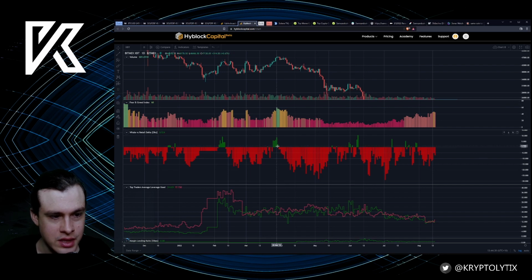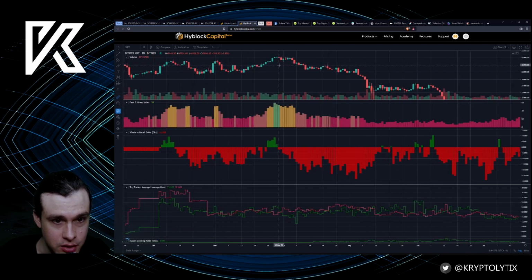And then the whale versus retail delta dropped down into the red. That probably was a good sign to start either taking profits on your BTC, or maybe opening a short if you so felt the need or wanted to. I guess we would put the stop loss at the top of the range in this case. So what did the candle look like?